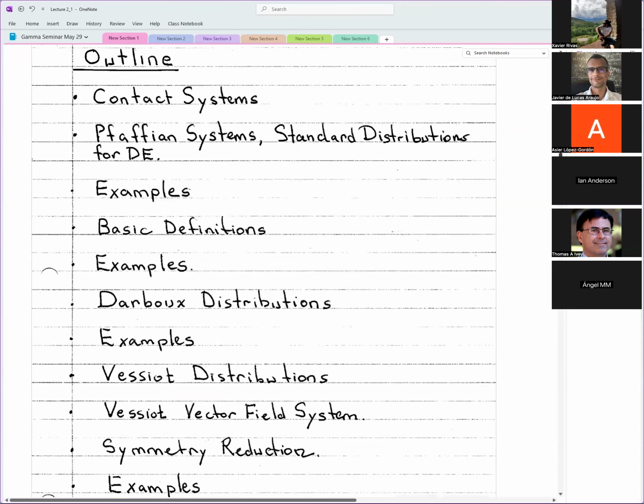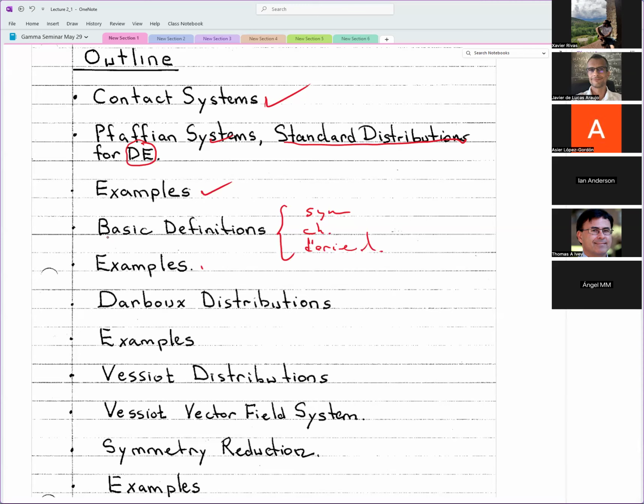Last time we talked about contact systems and Pfaffian systems, and how you can take a differential equation and encode it as a distribution. I always use the phrase standard distribution for this construction. We gave a bunch of examples. We talked about various definitions: symmetries, characteristics, Cauchy characteristics, derived flags, and so on.